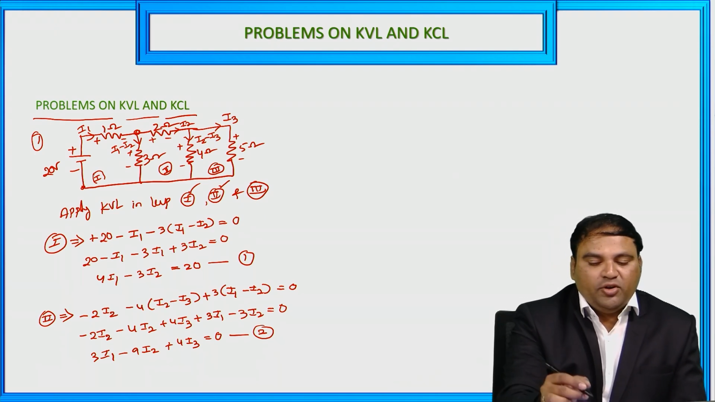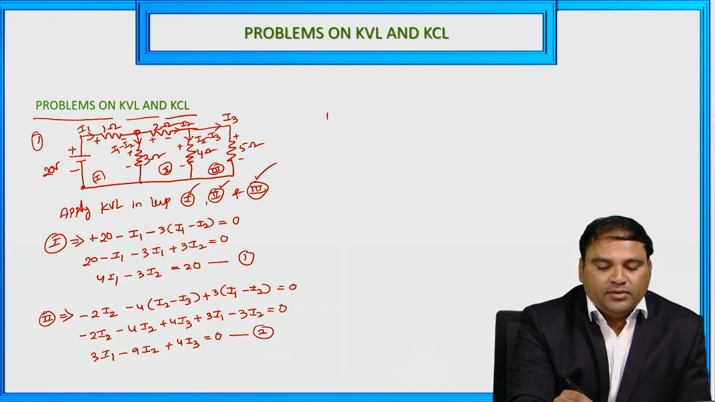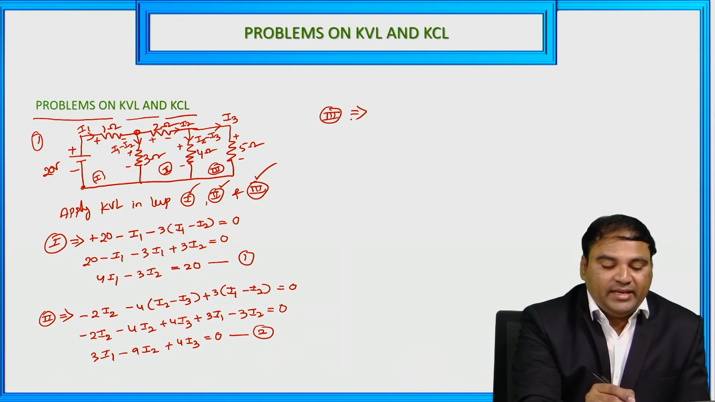Now the third loop equation. So apply KVL in loop 3. Here the third loop equation is, in this case I am starting from this point, so we can go in the clockwise direction. So I am starting from here.